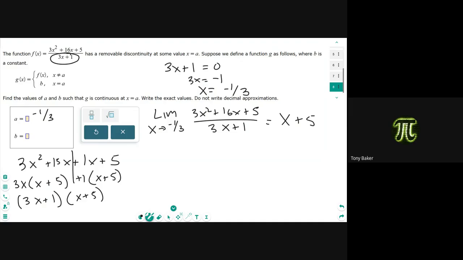So if we plug the 1/3 into that problem, I would get what? I would get, yeah, 4 2/3. So 14/3.